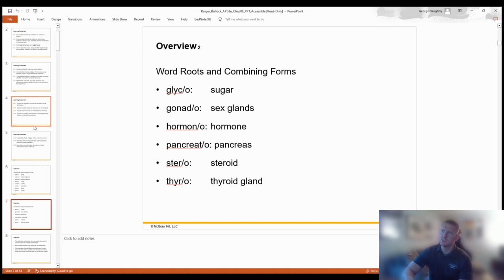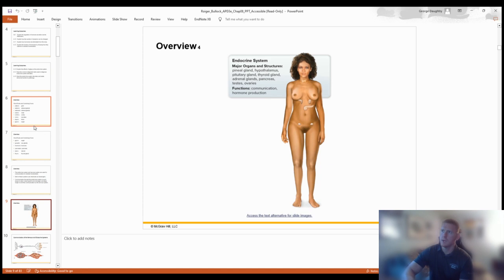I'd say the big ones that you need to understand are, of course, gonad, steroid, and then the thyroid, the thyro. Those are your big word roots that can help you piece together what some of these terms are referring to. And if you know the suffix, then depending on the definition of the suffix, you can piece together what the hormone does. Okay, but like I said, big overview.